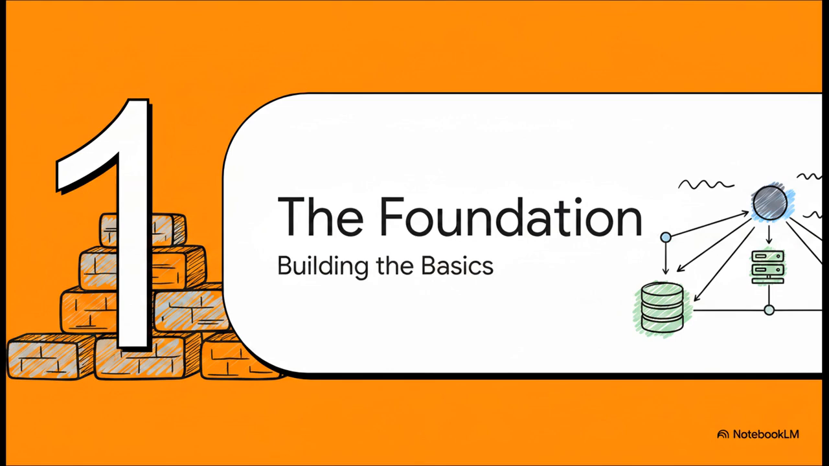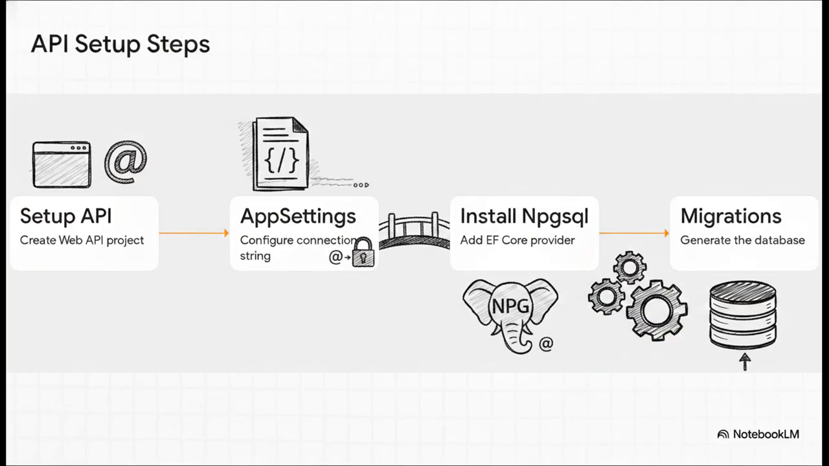Okay, step 1, building the foundation. To lay that groundwork, we've got to set up a clean architecture ASP.NET Core API. First things first, we define our Postgres connection string right there in the app settings file. Next up, we install the Npgsql Entity Framework Core package. Think of that as our direct bridge over to Postgres. Finally, we apply our migrations to generate the database. And just like that, we're off the ground.